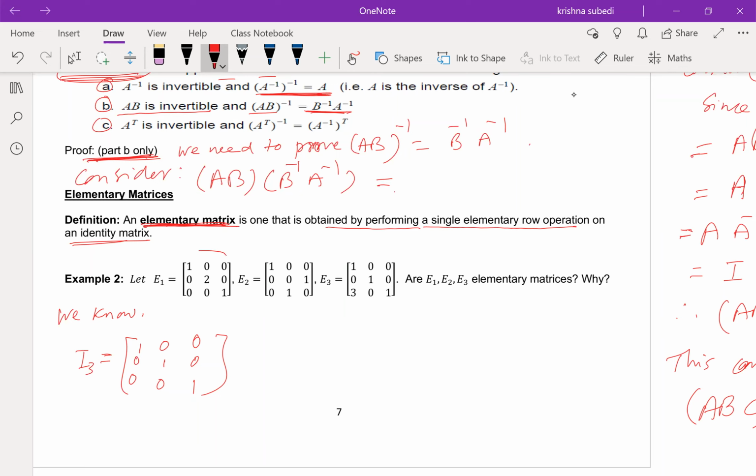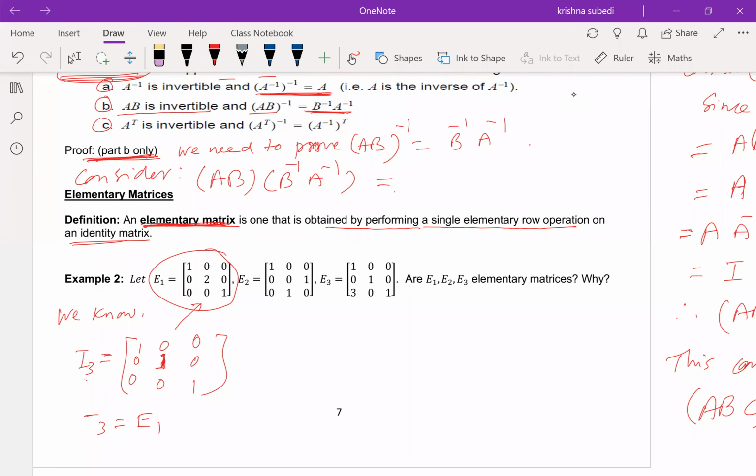So now look at this E1. How can you get E1 from I3? You can do only one operation, only one step. How can you get from here to there? What is going on with E1? Multiply row 2 by 2. Okay, that gives me E1, right?